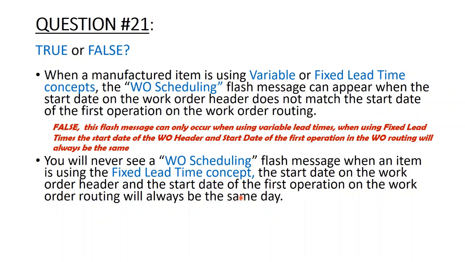You will never see a work order scheduling flash message when an item is using the fixed lead time concept. The start date on the work order header and the start date of the first operation on the work order routing will always be the same. True. Give yourself a point.